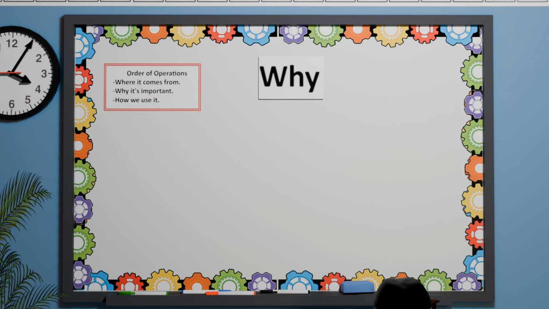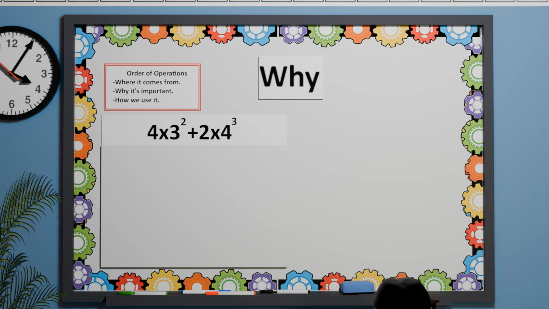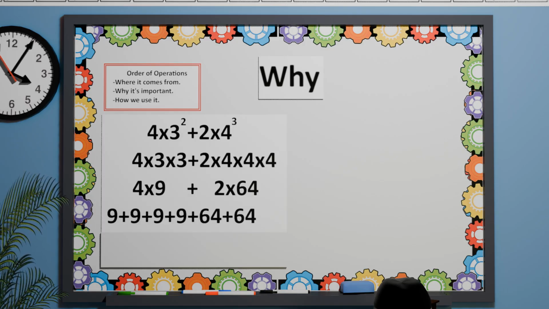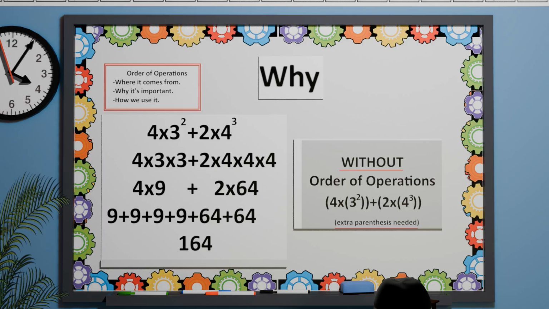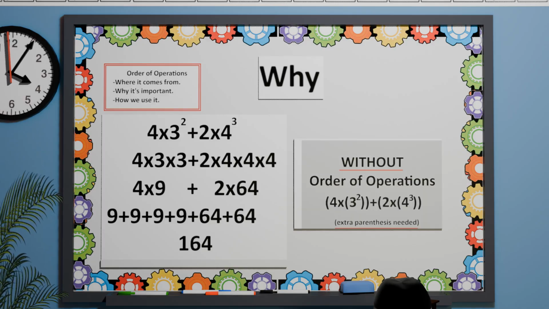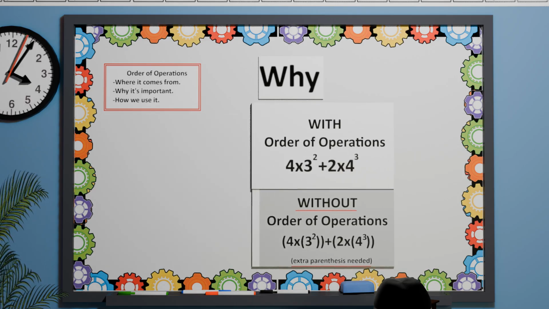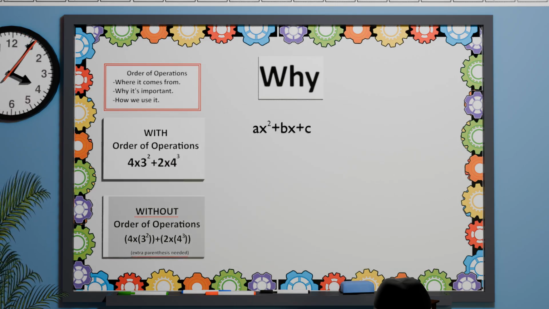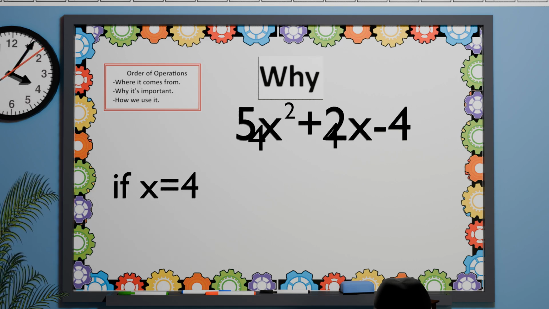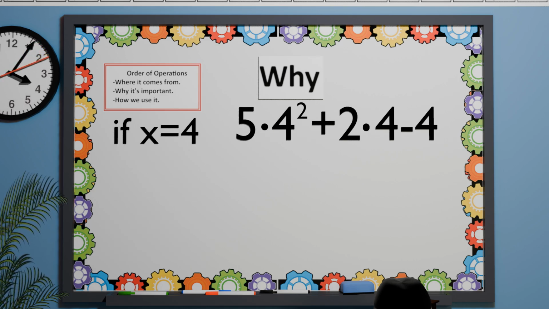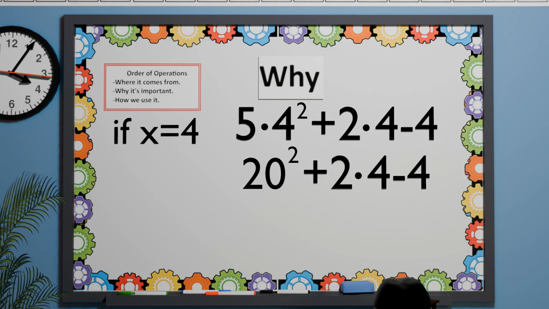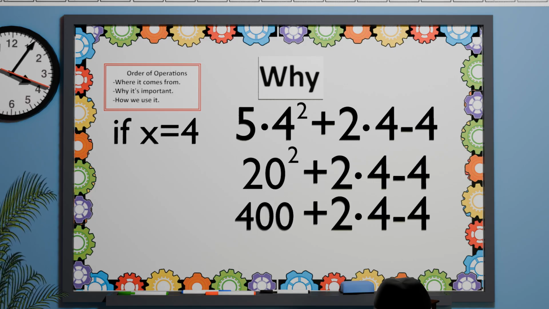This rule set was also designed to minimize how many parentheses we need. Let's take a look at this expression, both with order of operations and without. This equation, for example, would be an absolute mess if we were forced to use parentheses to show the order of everything. Here's how it might be evaluated without any of these rules.